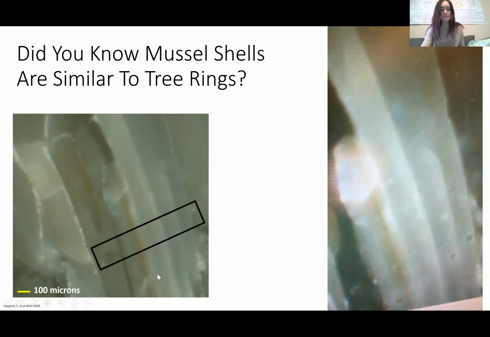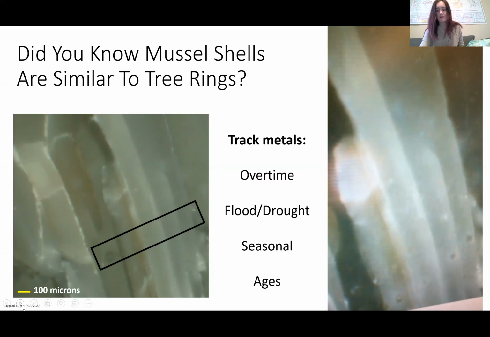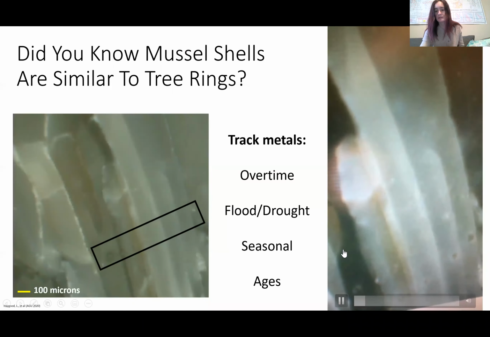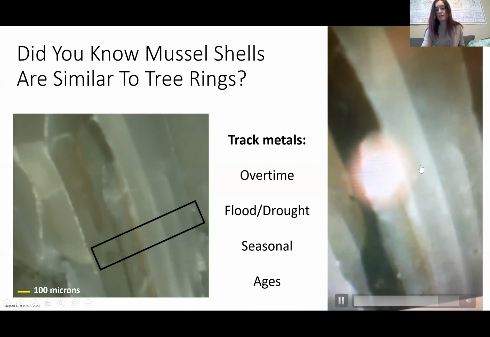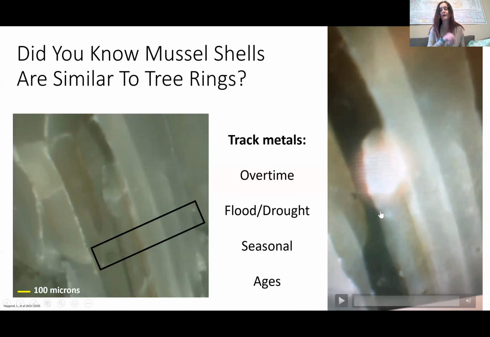And so these were the laser ablation spots that I had done on one mussel shell, and this is an example of laser ablation. That dot here is our laser ablating that one spot on the mussel shell, and then we went through and did it on each of these layers. In my particular case, that allows us to track metals over time. So if the mussel was alive for like 14 years, I could see how metal trends changed over that 14-year time period.